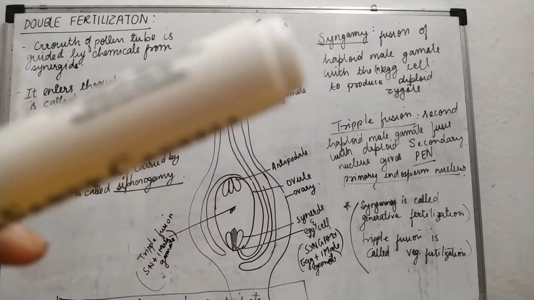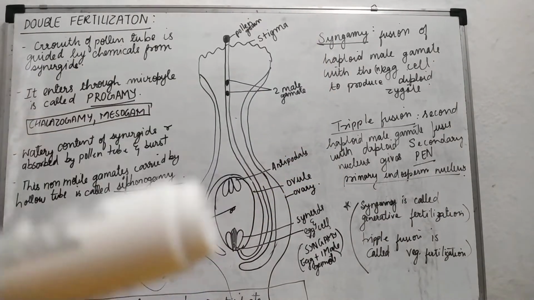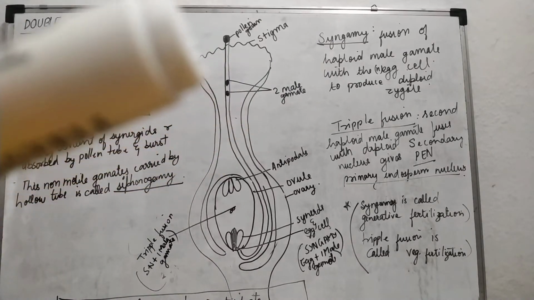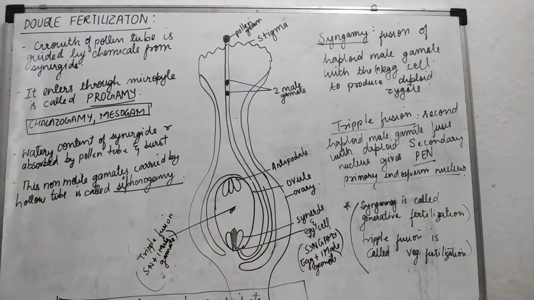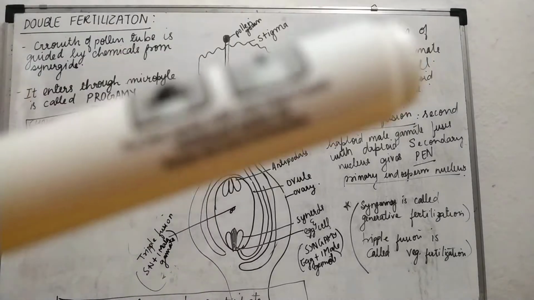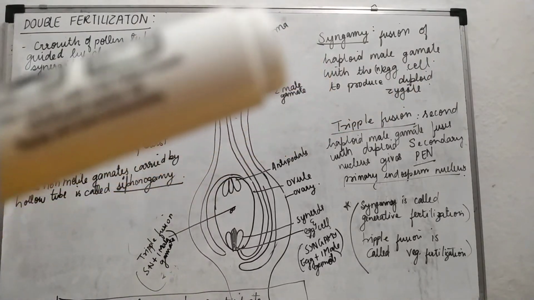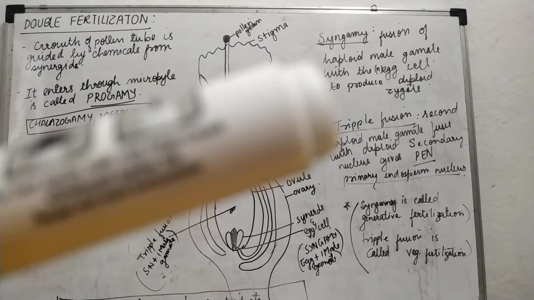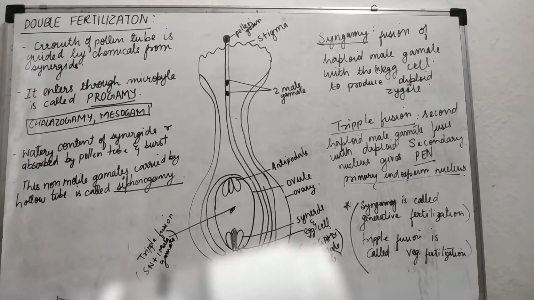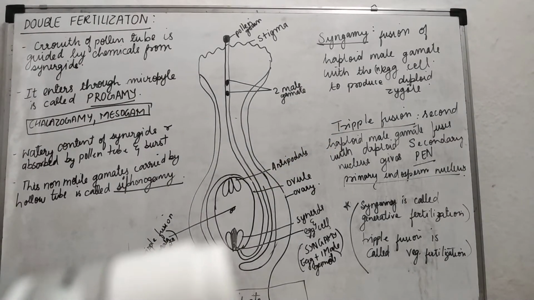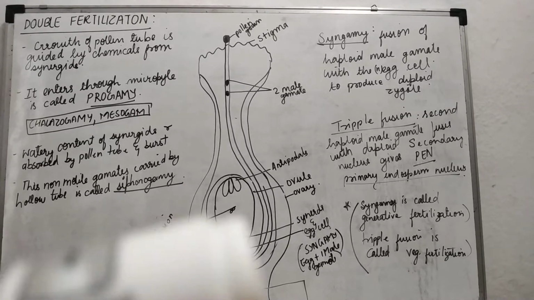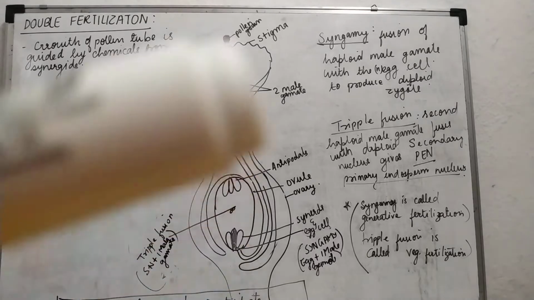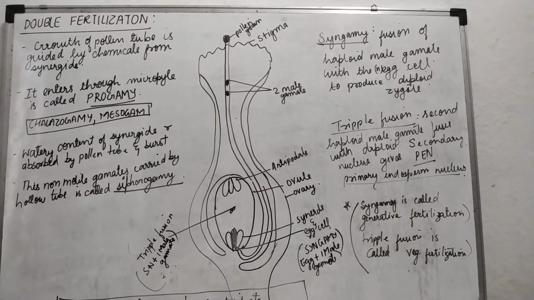Clear? Now syngamy is the fusion of a haploid male gamete. In the pollen tube there were two male gametes, and both are haploid, in the sense n. So syngamy is nothing but the fusion of one haploid male gamete with the egg cell. We said that it bursts its content near the egg cell. So one male gamete will go with the egg cell, near the two synergids. This process is called syngamy.